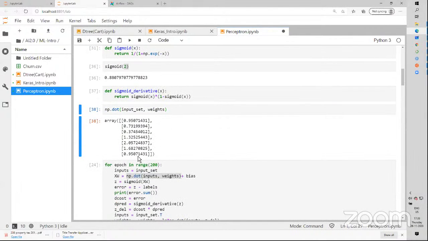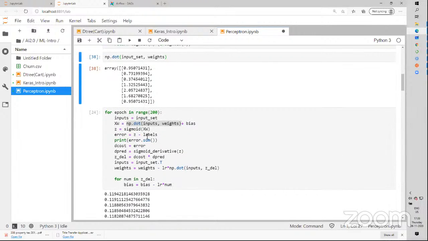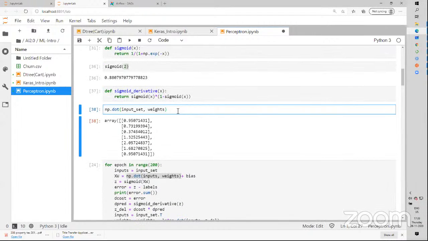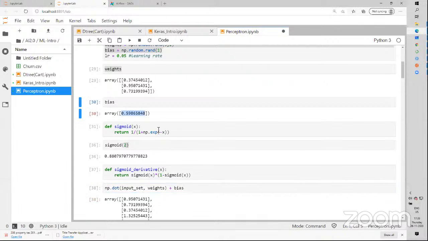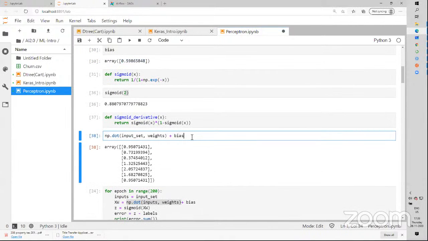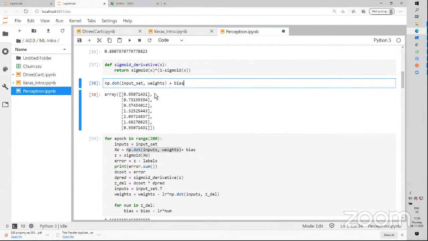So this is a 7 by 1 output. This is a matrix of 7 by 1, 7 rows and 1 column. On top of this, we are going to add bias. So what is the bias that we have created? Bias is 0.59. So on top of it, we will add bias. Now, because we are adding bias, all these values will change. So you can see the values change.